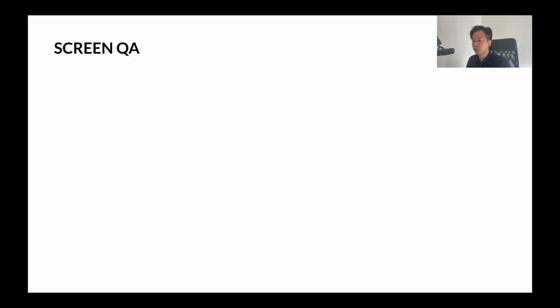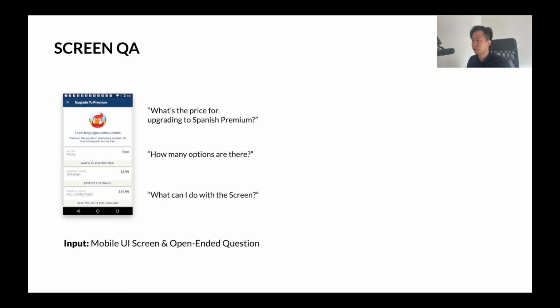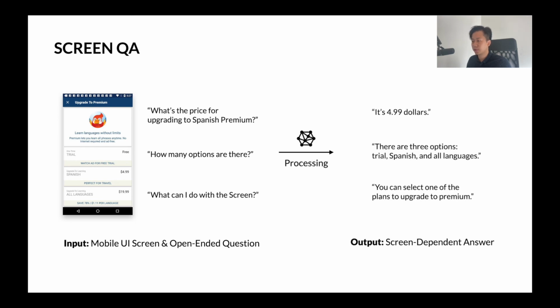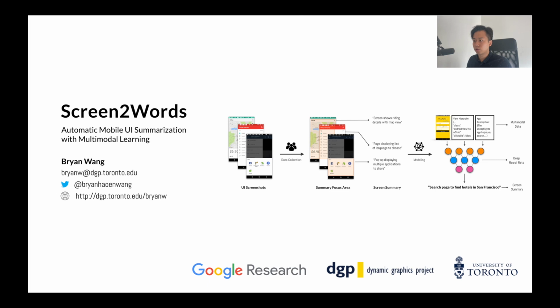A natural extension of Screen2Words is screen question answering, which takes a mobile screen and an open-ended question as input, then outputs the answers according to the information presented on the screen. Actually, Screen2Words can be viewed as a special case of Screen QA, which answers the question, what's on the screen? But a full-range Screen QA can enable more versatile language interactions with mobile apps. We hope our work will encourage future work on bridging user interface and natural language.